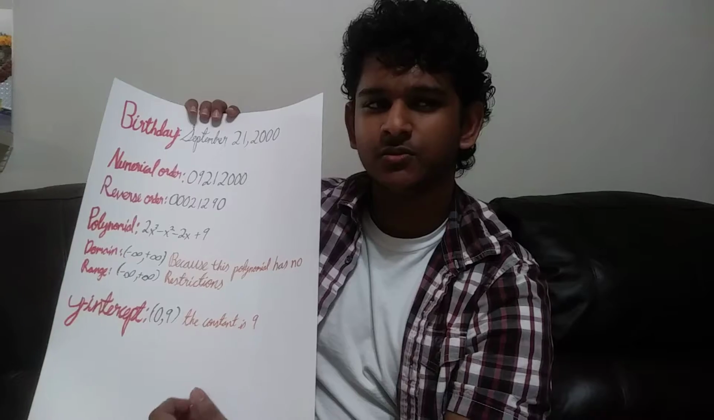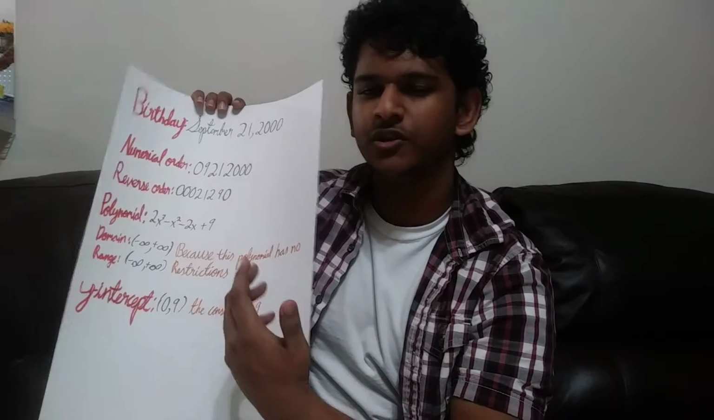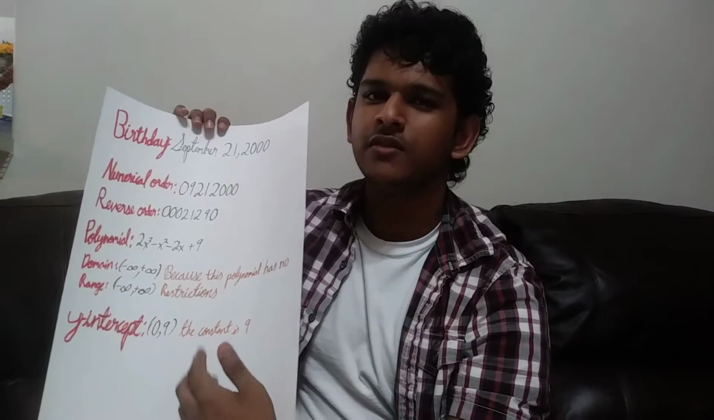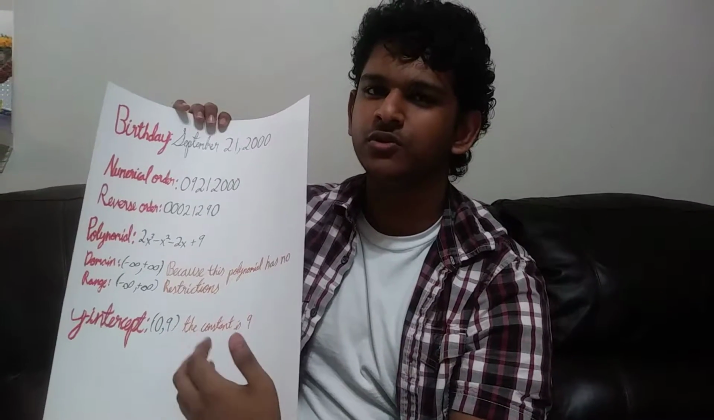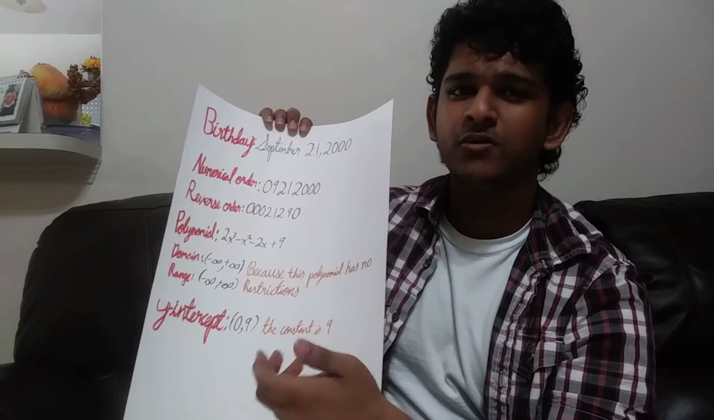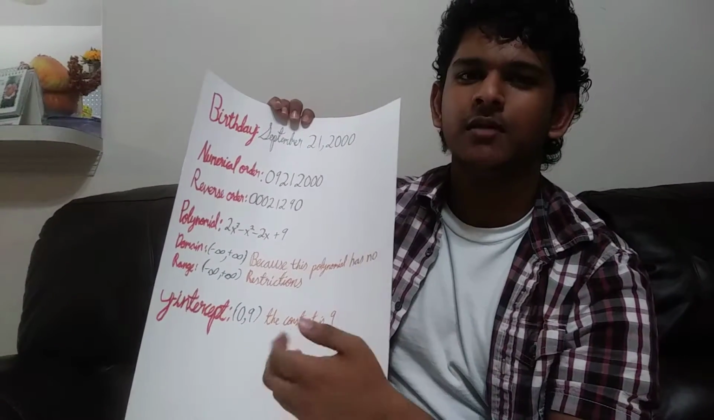Now, my birthday is September 20, 2000. So the numerical order is 09212000. The reverse order is 000212990. Now, the actual polynomial is 2x cubed minus x squared minus 2x plus 9.